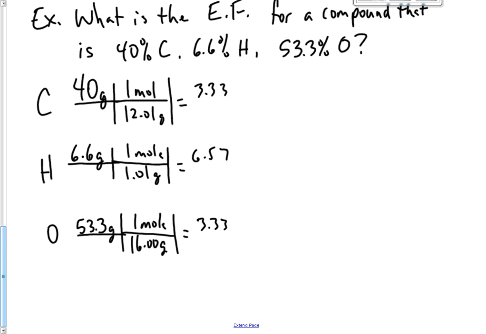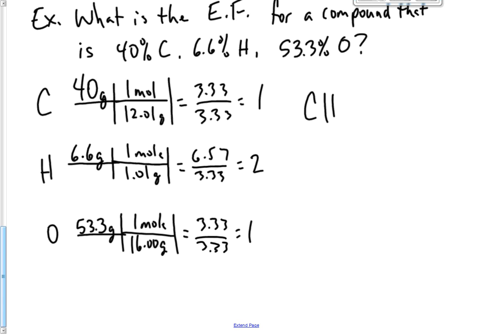So the next step, we've converted it into moles. Now we're going to divide by the smallest mole. So the smallest one among these three is 3.33. So we're going to divide them all by 3.33. And we end up with 1, 2, 1. So our empirical formula here is CH2O, because we have 1 C, 2 H's, 1 O. And that's pretty much it.